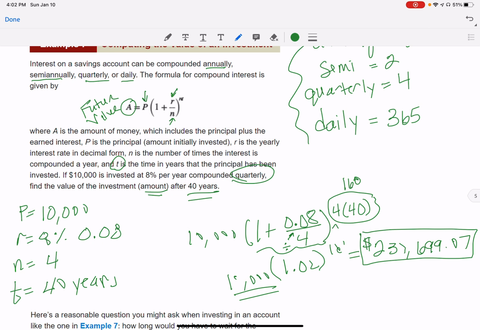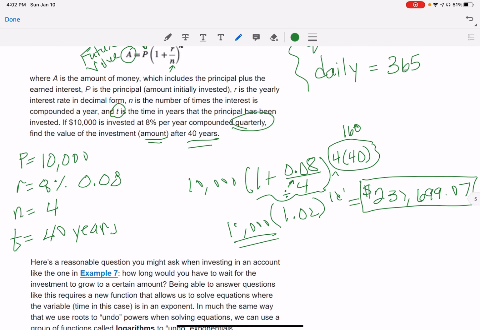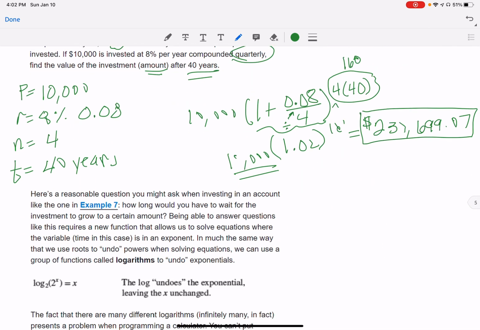All right, here's a reasonable question you might ask when investing in an account like the one in example 7. How long will you have to wait for the investment to grow to a certain amount? Being able to answer questions like this requires a new function that allows us to solve equations where the variable, time in this case, is an exponent. In much the same way that we use roots to undo powers when solving equations, we can use a group of functions called logs to undo exponentials.